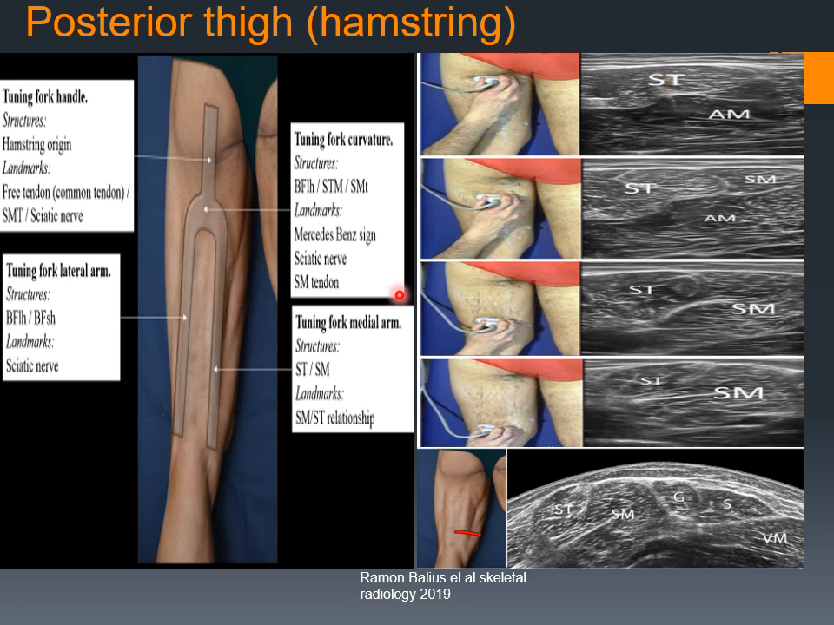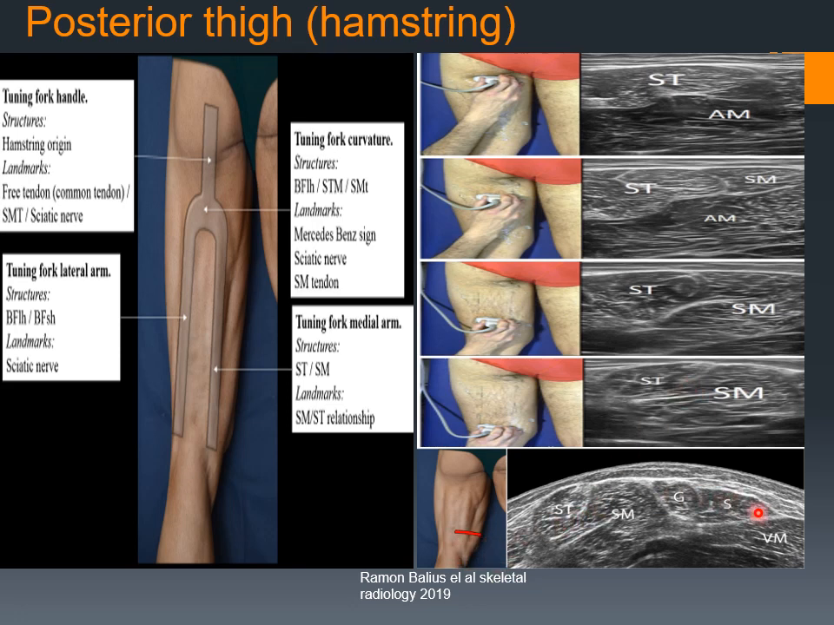Then we'll move to the medial aspect. What we'll see is the semitendinosus muscle and the adductor magnus. While moving downwards, the semimembranosus muscle will start to appear, and if we go further downwards, the semitendinosus muscle and the semimembranosus muscle are noted with the increased bulk of the semimembranosus muscle. And as we go downwards, we'll see the main bulk of the semimembranosus muscle and the decrease in bulk of the semitendinosus muscle.